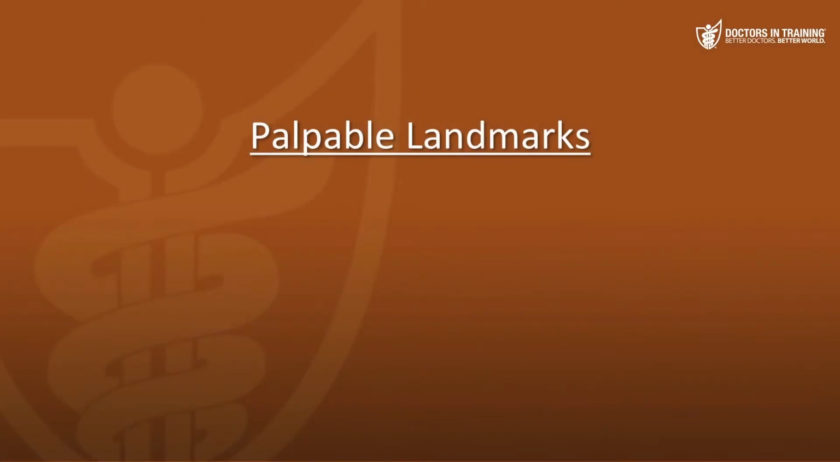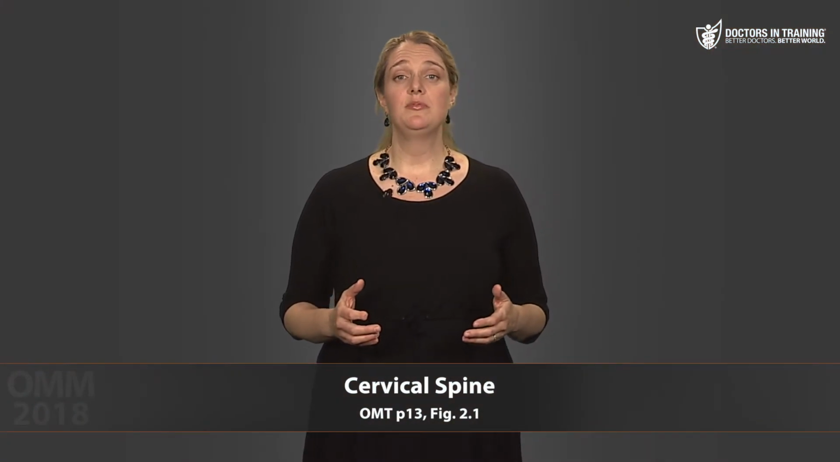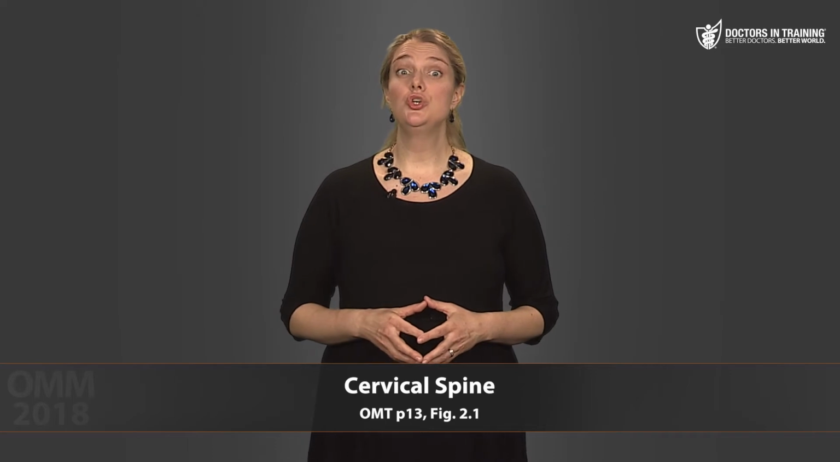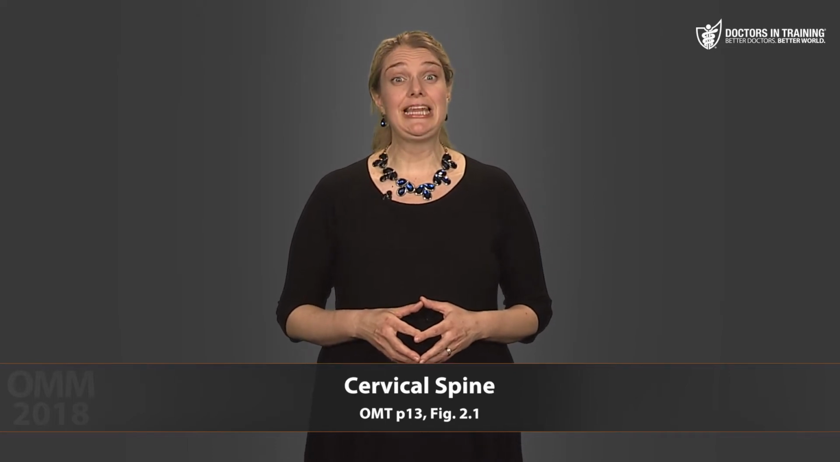Now, there are some palpable landmarks in the cervical spine that you definitely need to know. The transverse process of C1 is palpable between the angle of the mandible and the mastoid process. C2 has the highest palpable spinous process of the cervical spine. And C2 through C7 have the articular pillars. These are super helpful in finding somatic dysfunction in the neck.